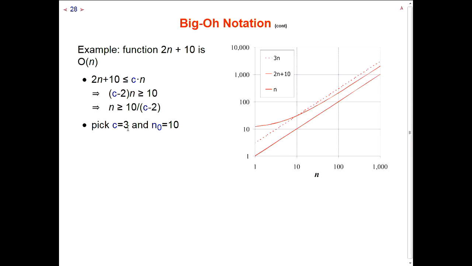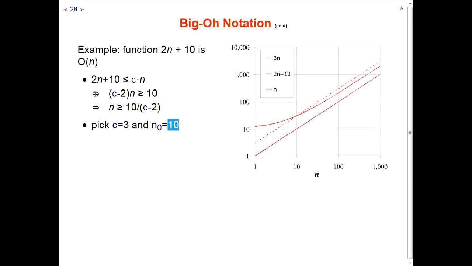An easy choice is to pick c equals 3 and n0 equals 10. If you use the constant factor 3, which is 1 more than the constant factor that we have here, this is why this is such a natural choice, then we just have to determine which n0 we need, so that this is really greater than this. And since here we have the constant factor 10, the natural boundary would be the 10 here as well.